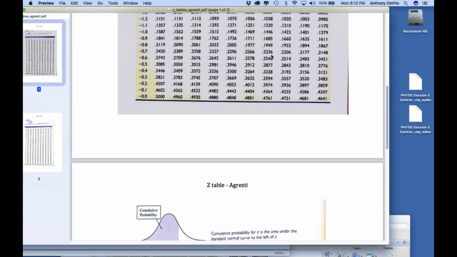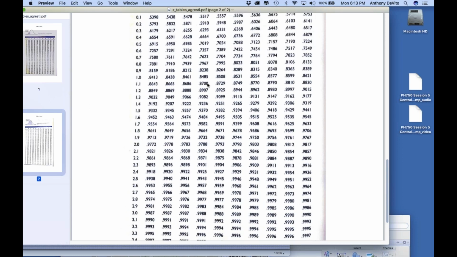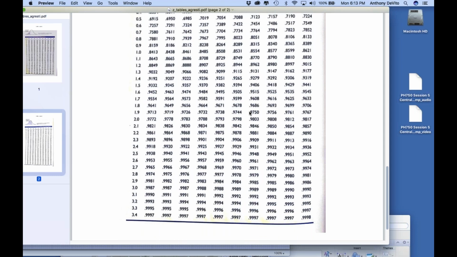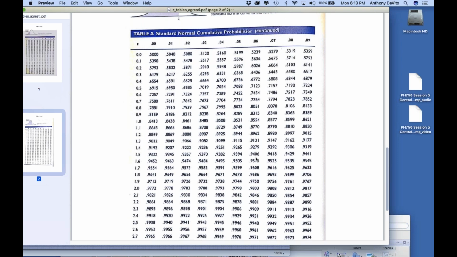How about on the upper end? We'd want 97.5. Let's see. Okay, 97.5. Where is that? Positive 1.96. What a surprise. Great, right? Okay, so that number is really 1.96.